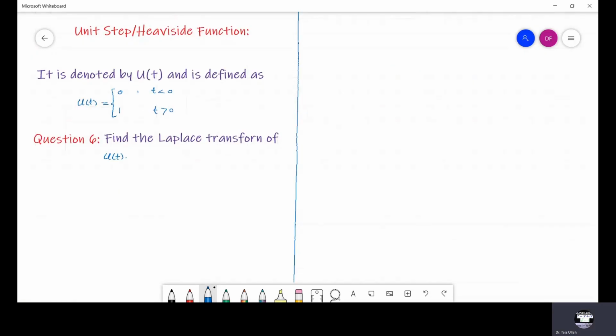Now let us see the definition of unit step function or Heaviside function. It is a function which is denoted by u of t and is defined by u of t is equal to 0 when t is less than 0 and u of t is equal to 1 when t is greater than 0. Now let us solve question number 6, in which we have to find the Laplace transform of u of t. So by the basic formula of Laplace transform, we can write Laplace transform of f of t is equal to, integration is from 0 to infinity, f of t e power minus st dt. But here f of t is u of t, so let us put the value of u of t.